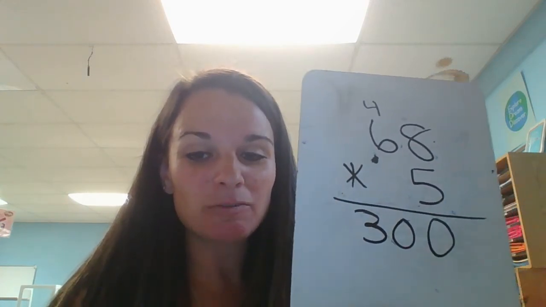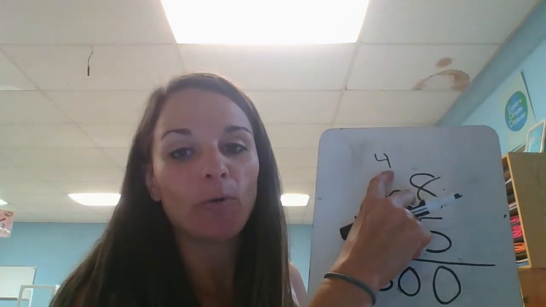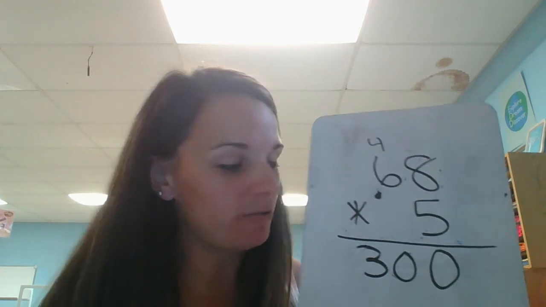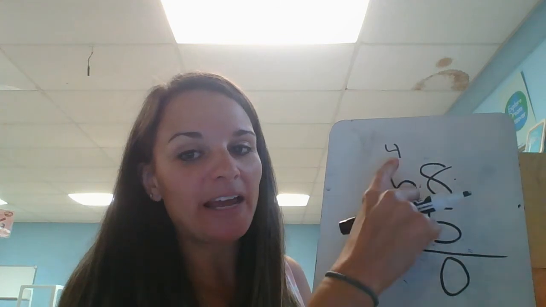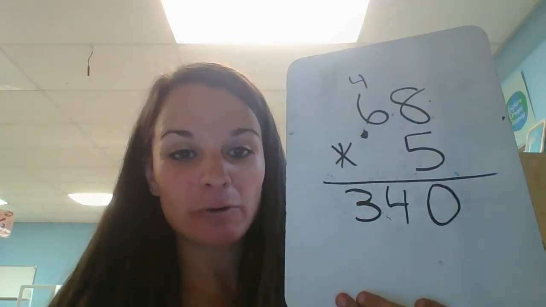Hopefully you saw what I did. The answer is not 300. Hopefully you noticed that I didn't add the 4. You have to be really careful. A lot of people make that mistake also. So instead of being 30, 5 times 6 is 30, but I have to add that 4. So my product is 340.